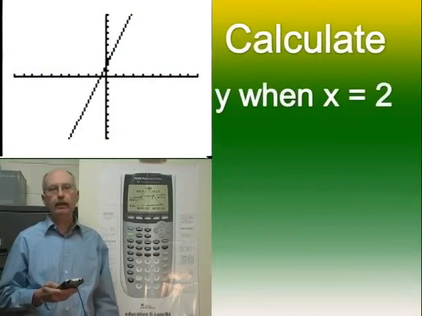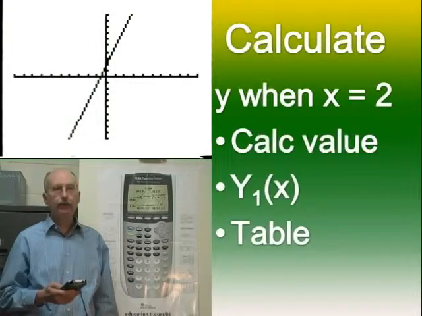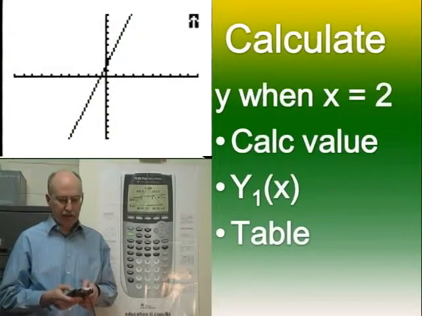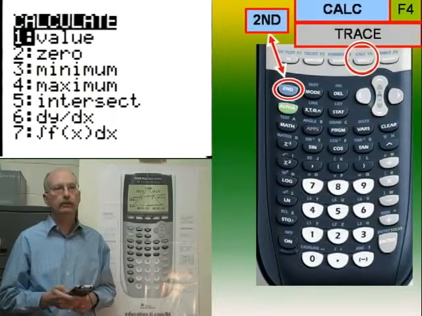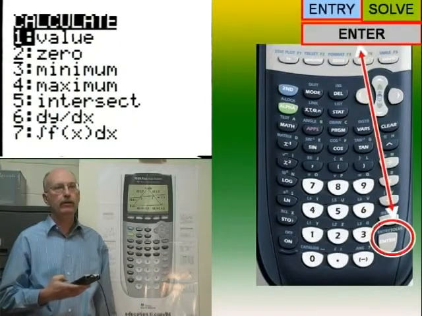Now suppose we wanted to calculate the value of y when x equals 2. There's many ways that we could do it. The first is using the Calc function. And we get to the Calc function by pressing second and then Calc on the top row. And you can see there are a lot of options for the calculate function. We're going to use the first function, value, because we're going to try and calculate the value of the function when x equals 2. Since the 1 is highlighted, we just press enter.